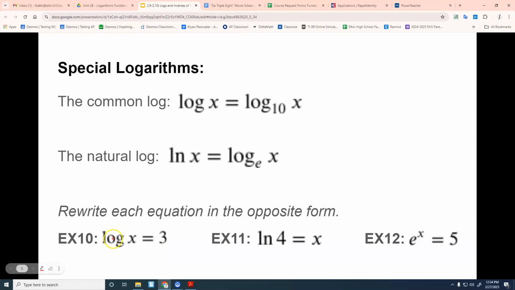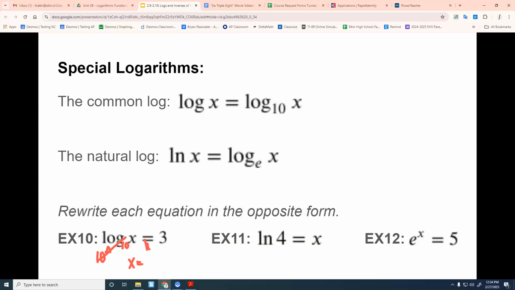So if I look at number 10, there is no base on that logarithm. So what is the base? It is 10. Sometimes you might want to actually scribble it in right there so you know that it's a base of 10. If I have to rewrite this in the opposite form, if I want to make this an exponential, how do I get rid of a log base 10? 10 to that power. That will cancel out my log over here. I'll just be left with an x.